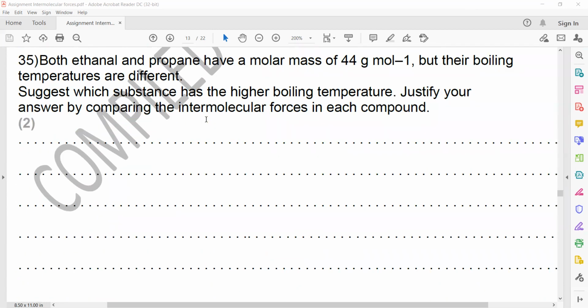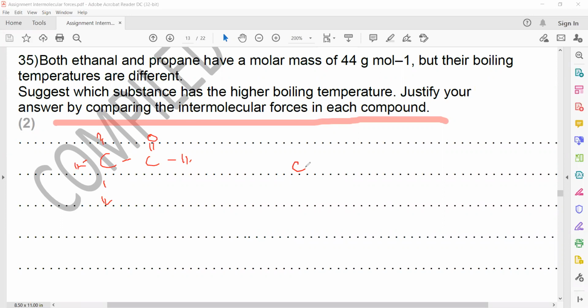In question 35, both ethanol and propane have the same molecular mass. Suggest which substance will have the higher boiling point and justify your answer by comparing the forces. So if you draw the structure, this will be ethanol, and we have propane, so CH3, CH2, CH3.